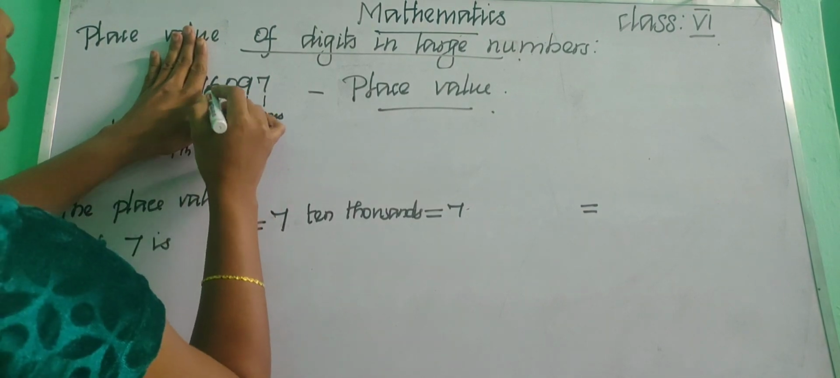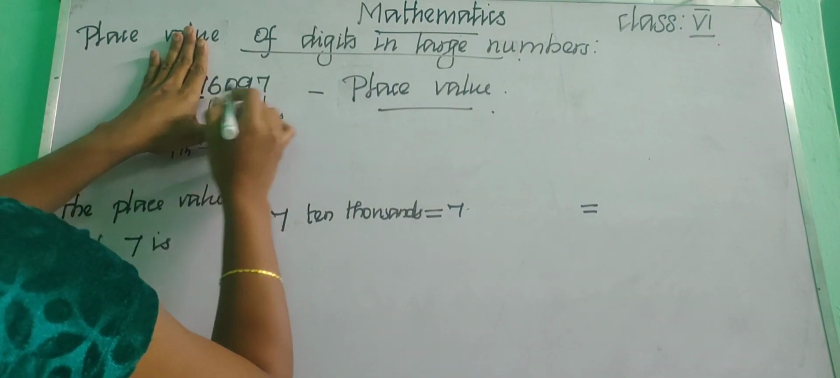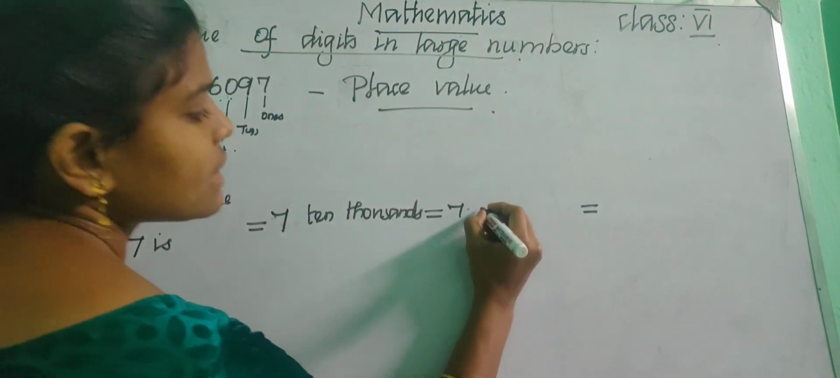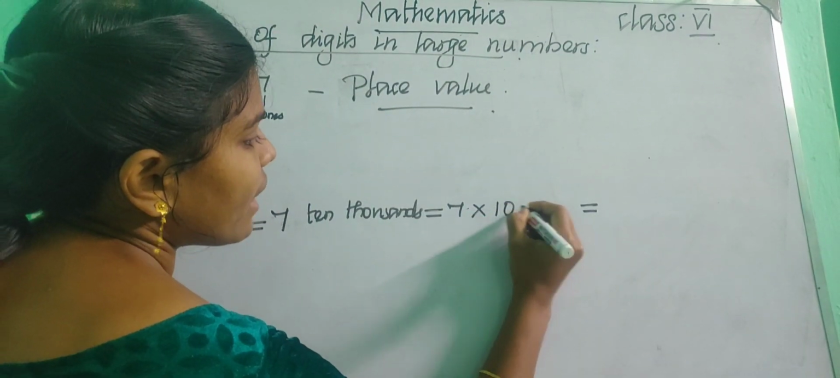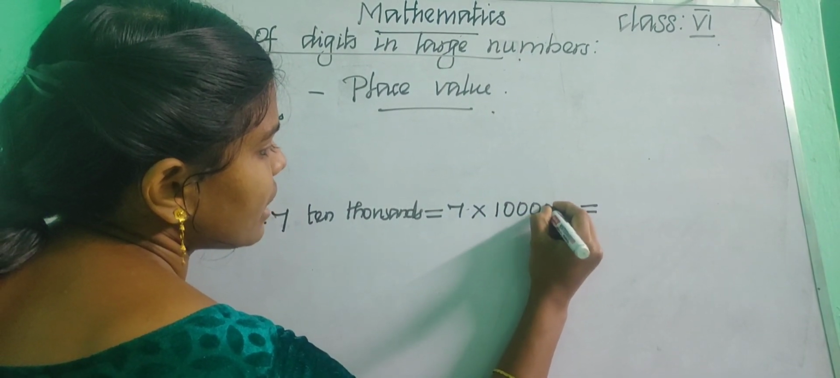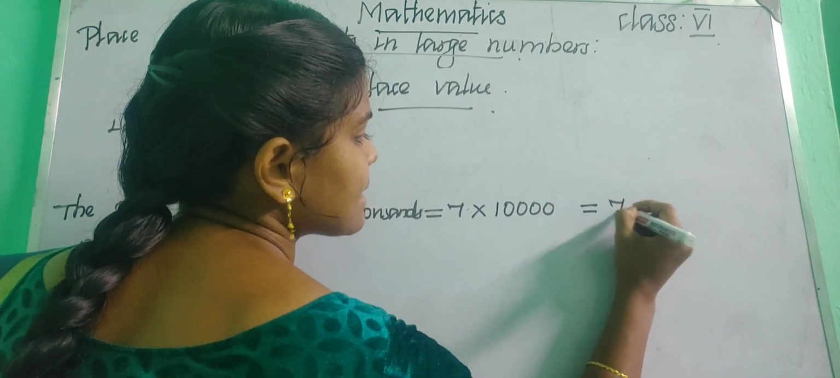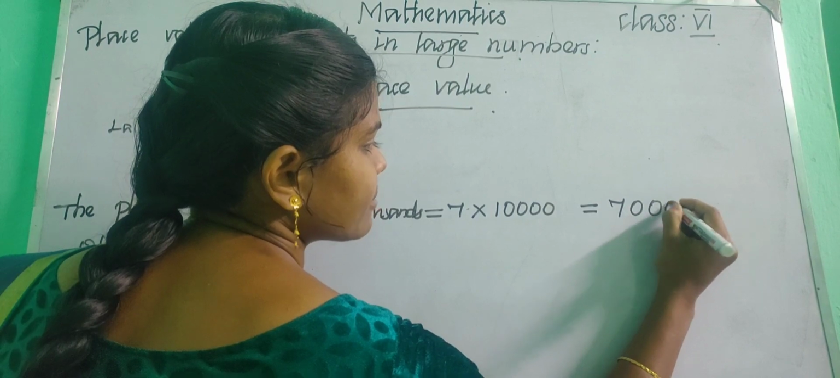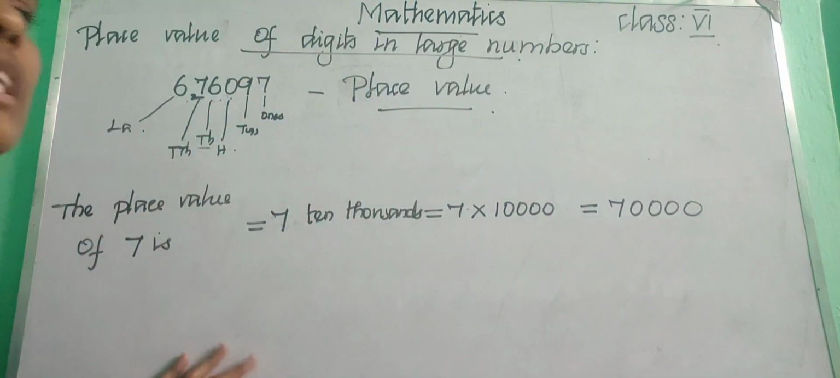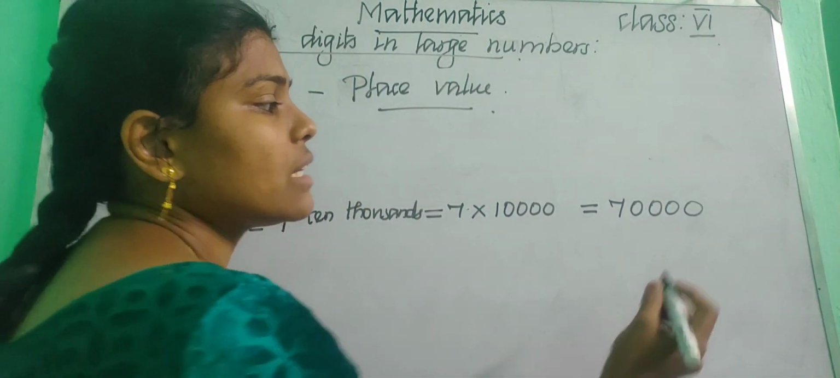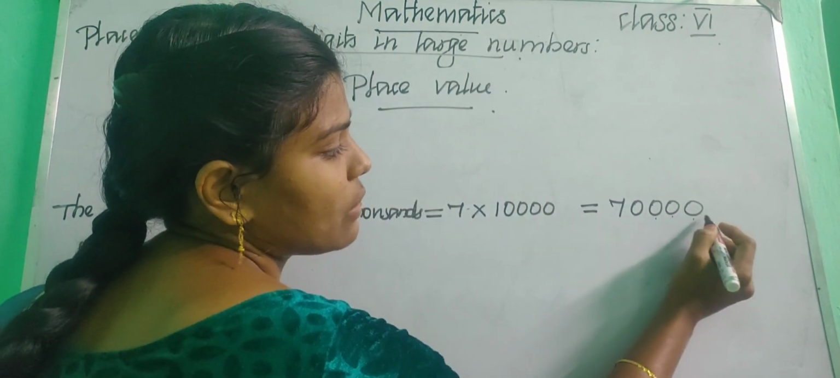Now count the zeros: 1, 2, 3, 4. How many digits? 4 digits. So put the multiplication symbol and write 4 zeros: 1, 2, 3 and 4. So that we can write the answer very easily. 70,000. After that, what we need to do? We need to insert the commas, right? So ones, tens, hundreds: 1, 2, 3.